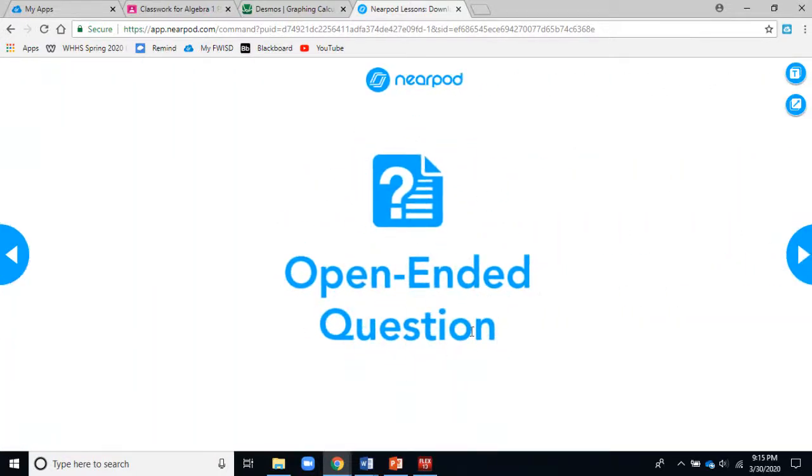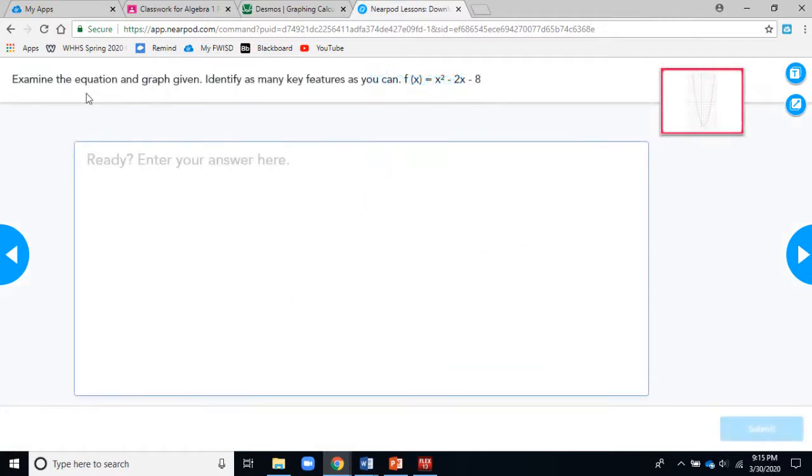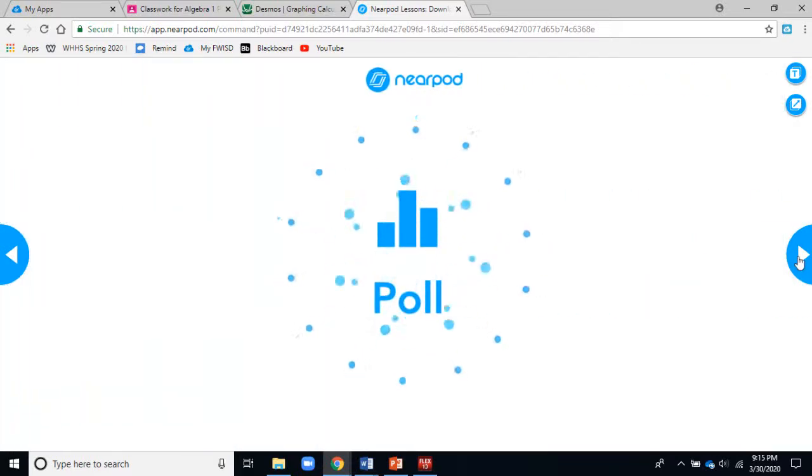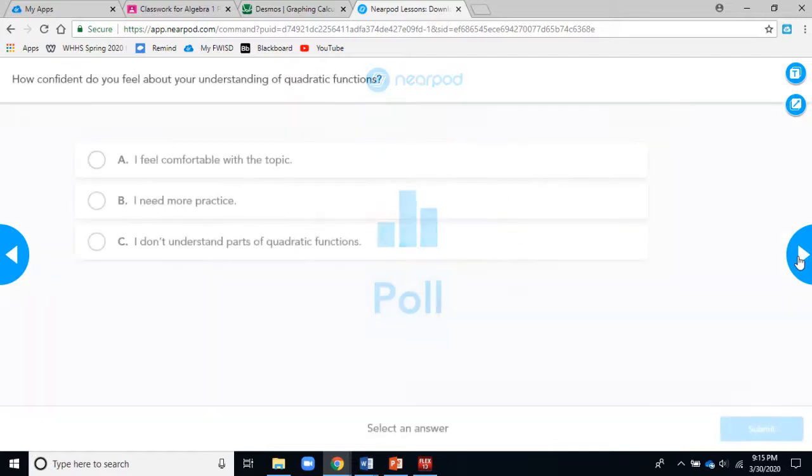And then you get to a question. Examine the equation and graph given. So here's the equation, here's the graph. If you can't see that graph, then you can click on it. It will make it a little bit bigger, but you can go back and click or type this equation into Desmos. And then there's just a poll at the end so that I can see how you feel about quadratic functions so far.